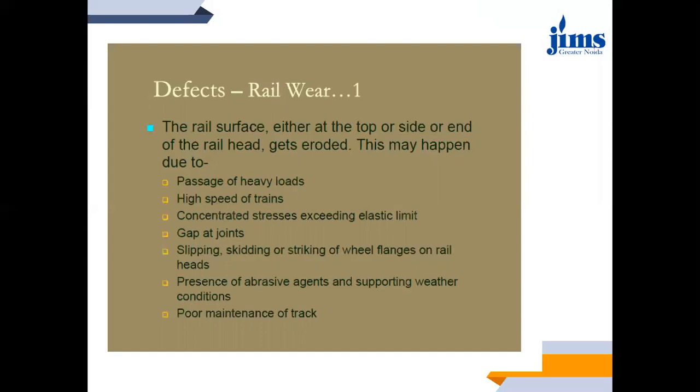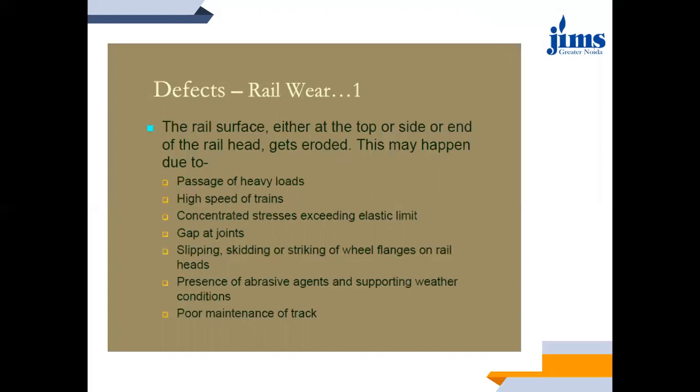The most important reasons are as follows. The very first one is passage of heavy loads. Whenever heavy loads are applied over the rail section, as freight corridors have, then rail wear is caused. Then high speed of train. The movement of high speed trains is also one of the most important factors governing the railways. Whenever there is movement of high speed trains, you may find certain rail defects, that is rail wear.